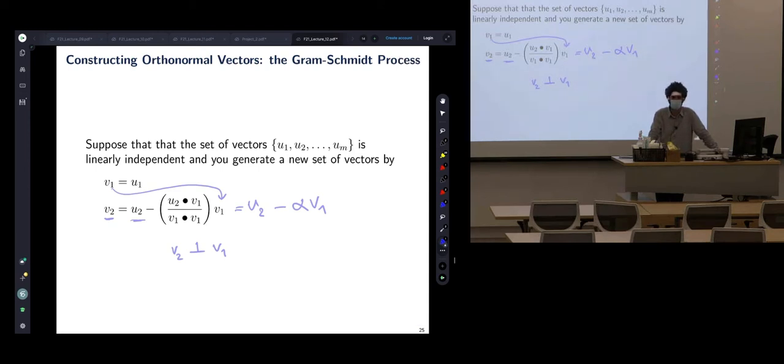Then you might ask, how is this even possible? What is this magic alpha that if I multiply it by the previous direction and subtract it from my second vector, makes the result independent, orthogonal to the previous one? Now I'm going to explain this, because if you understand this, then we just keep doing the same thing.